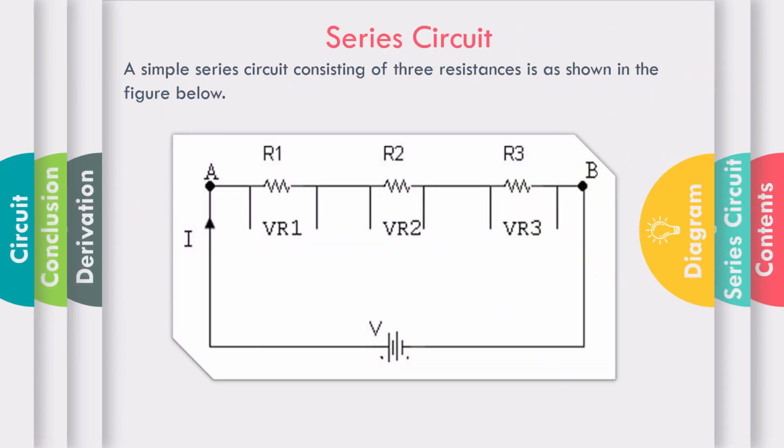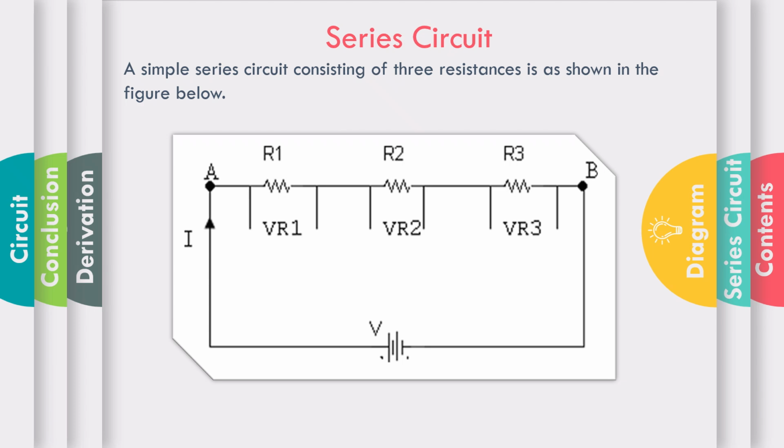Here we see the actual series circuit consisting of three resistances. A and B are the ending points. See, the resistances R1, R2 and R3 are connected in series. That is, the resistance R1 has 2 points, one is the starting point and the other one is the ending point. Similarly, R2 and R3 also have 2 points, a starting point and an ending point.